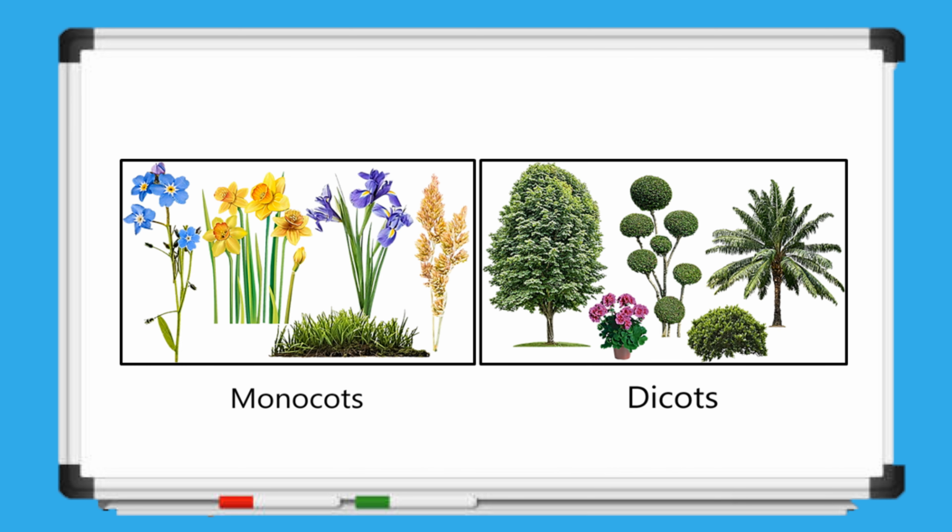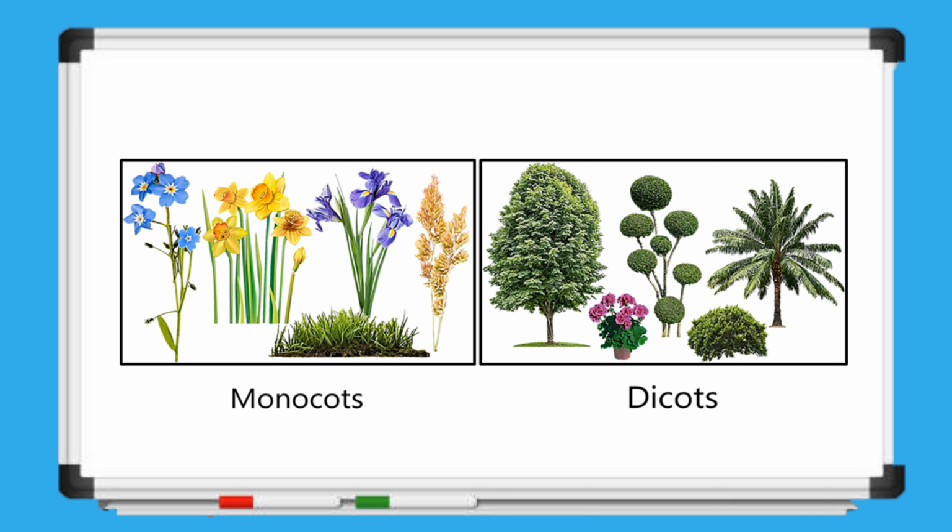And likewise, when discussing flowering plants, identifying monocots and dicots can be straightforward if you observe carefully. On the left, monocots are characterized by leaves with parallel venation, where the veins run parallel to each other. Additionally, their flowers typically have petals in multiples of 3. Examples of monocots include forget-me-nots, daffodils, irises, and grass.